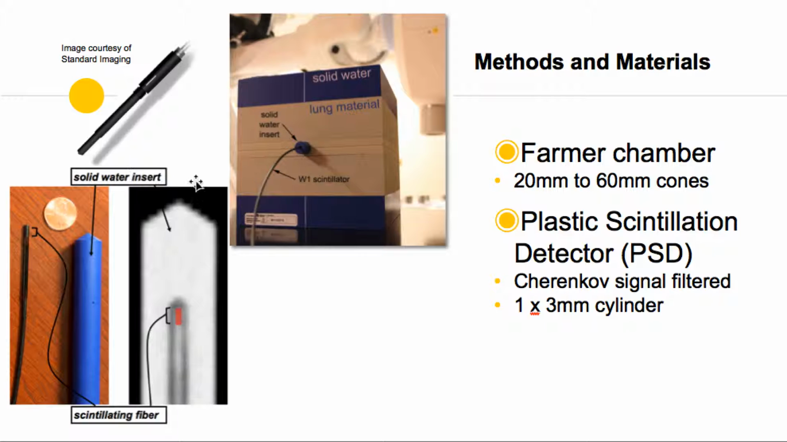A standard Farmer type ion chamber was used for cone sizes from 60 down to 20 millimeters as done in the previous work, and then a new to market plastic scintillation detector was used for field sizes from 15 millimeters down to 5. The benefit of the PSD is that its collection volume is a small solid scintillating material measuring 1 by 3 millimeters, and is therefore not subject to volume averaging effects like the air-filled ion chambers.